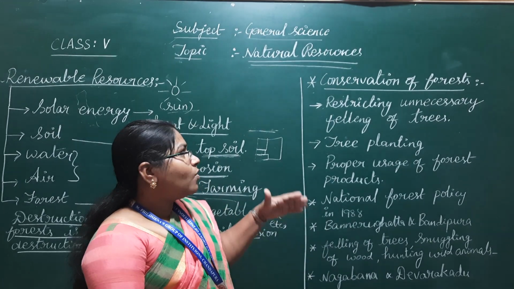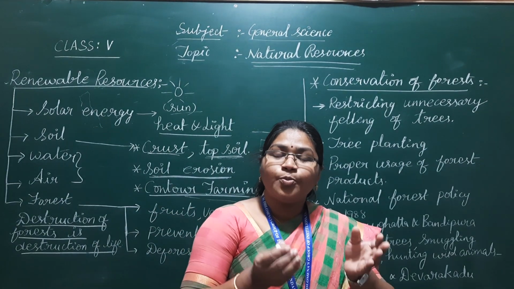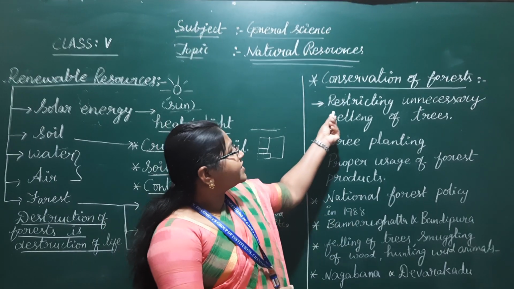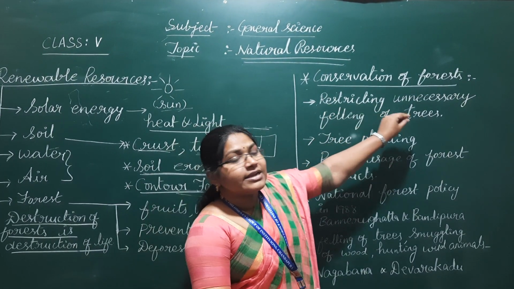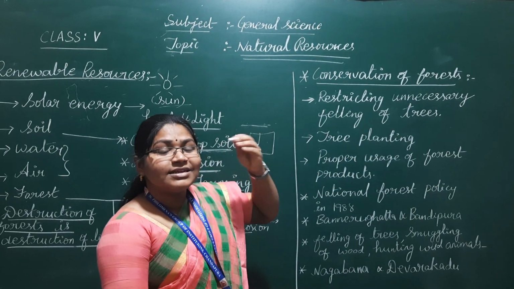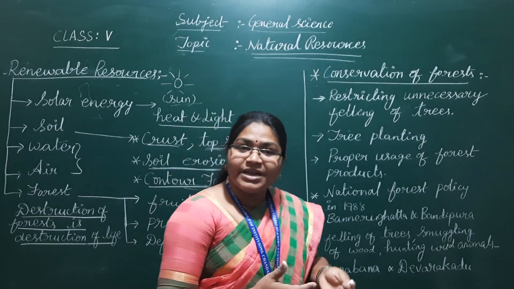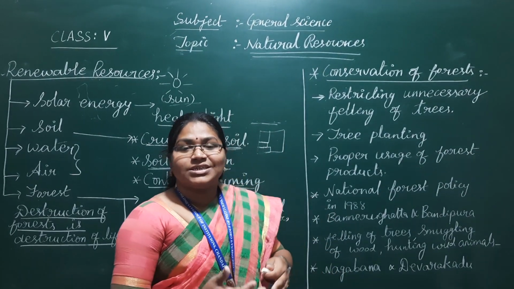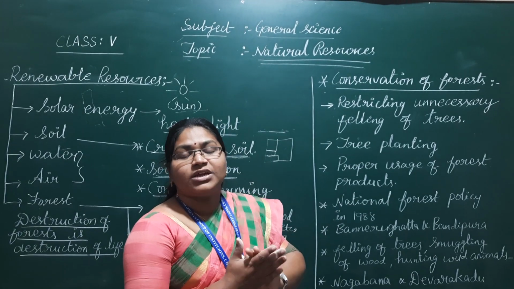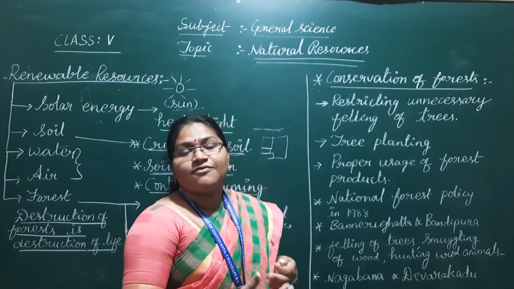So what are the steps we have to take to conserve and protect the plants and the forest? Here I have given them. The first one is restricting unnecessary felling of trees. If you are unnecessarily cutting trees to make furniture, for urbanization, for industrialization, we have to restrict and stop that. That is one method by which we can conserve and protect the forest.